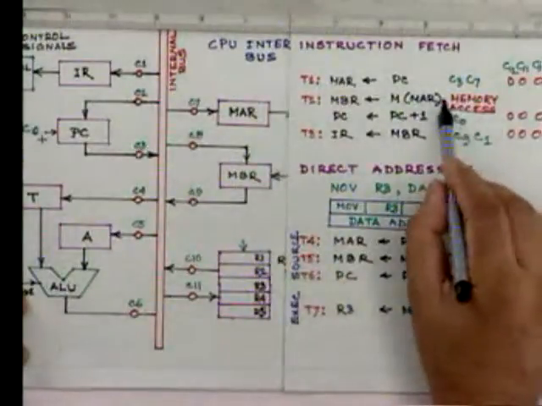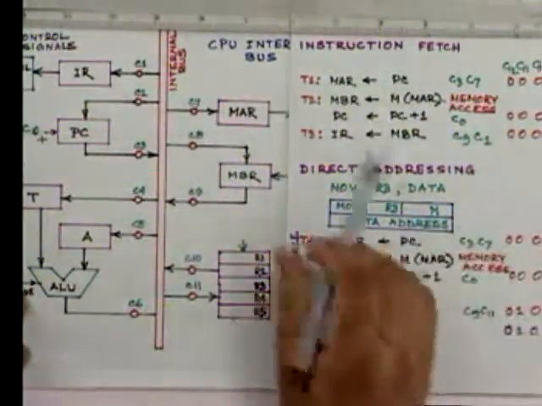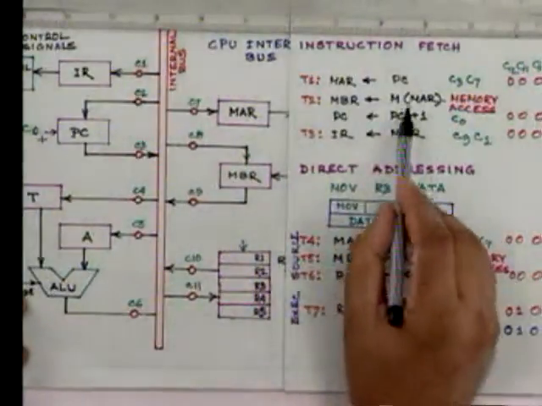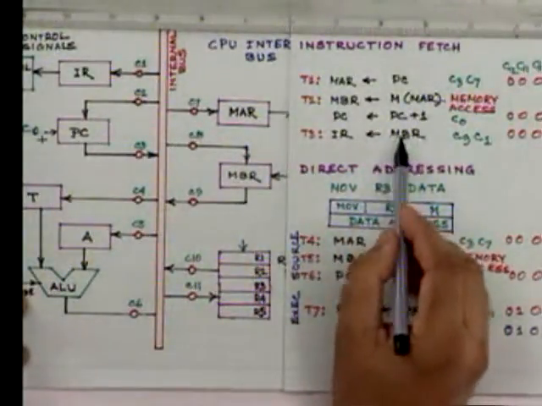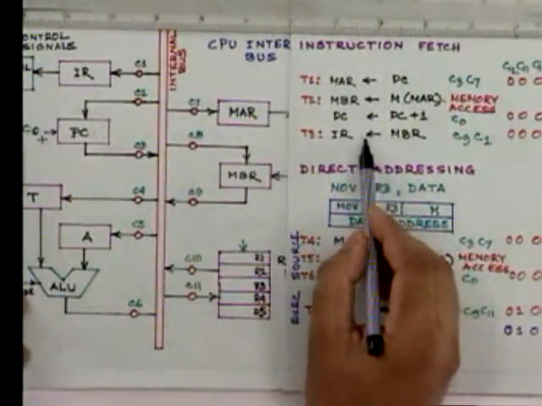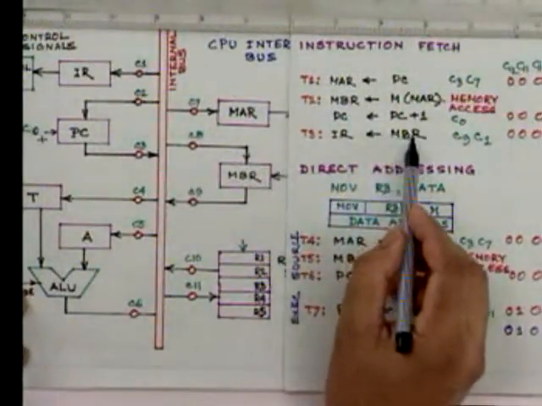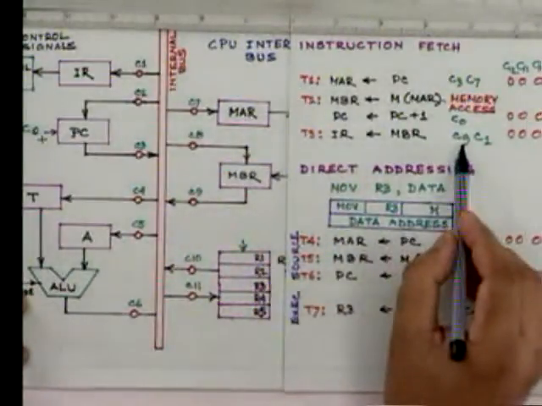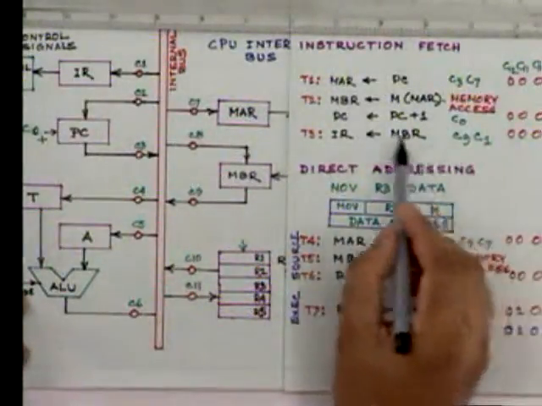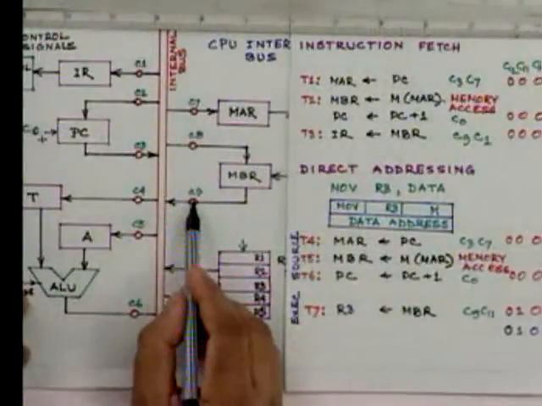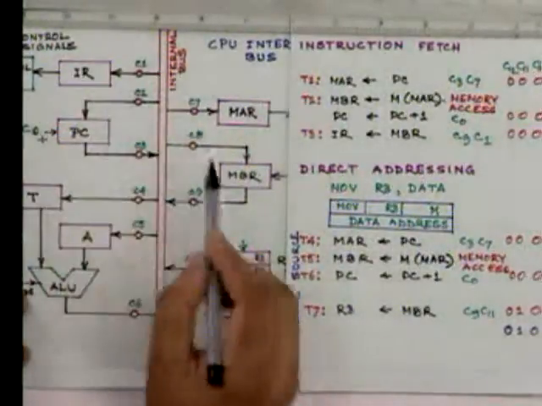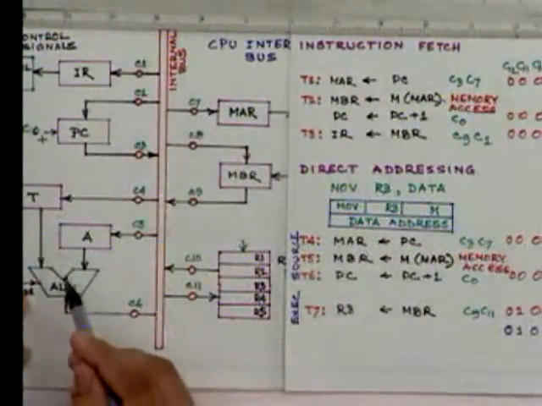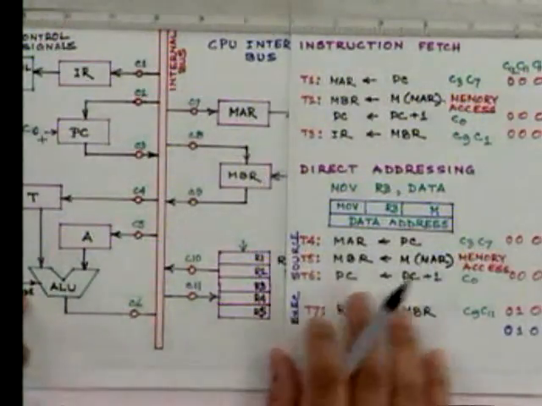Now, this needs a memory access, which means that the address will be thrown, data will come, and once the data is ready, the content of the memory buffer register is sent to the instruction register. For that, we need the C9 and C1 gates to be open. The MBR content comes through the internal bus to the instruction register.